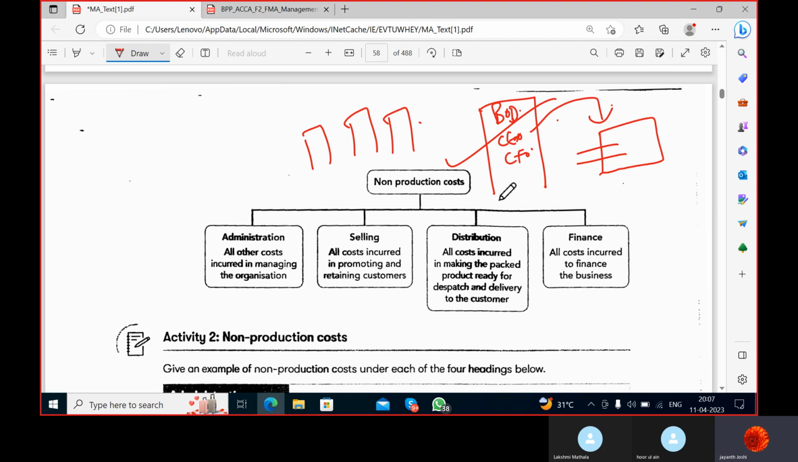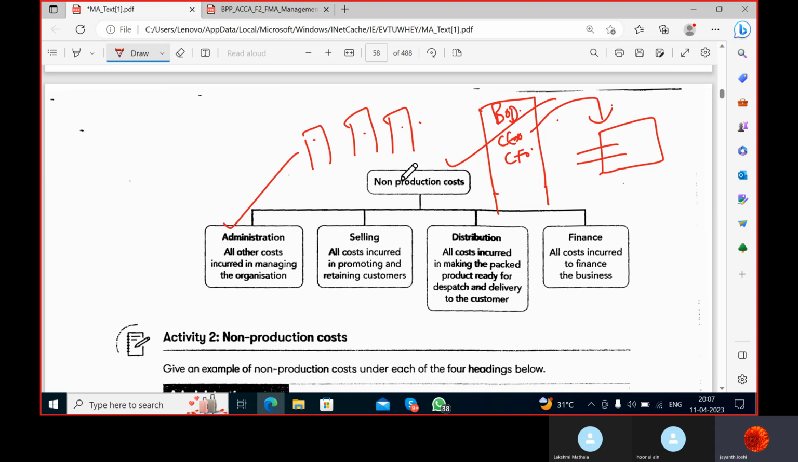There are also some staff who work under them in the office, who never come to the factory premises. These people are involved in administration. So whatever expenditure we pay to them is a kind of non-production cost, called an administrative overhead.